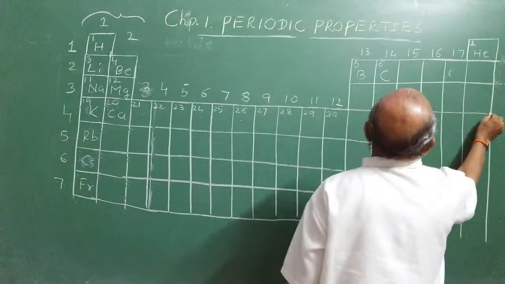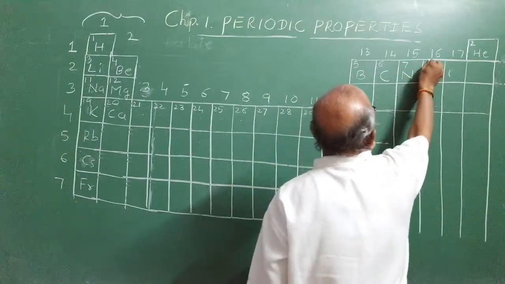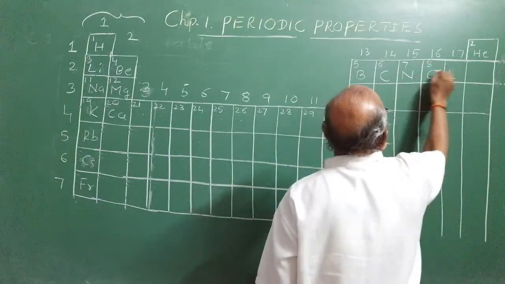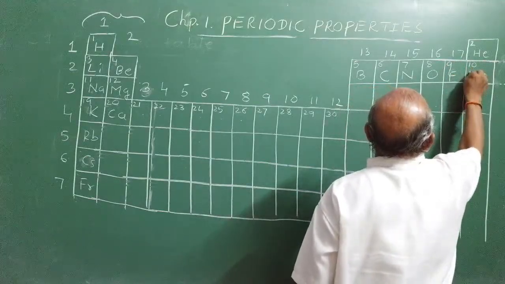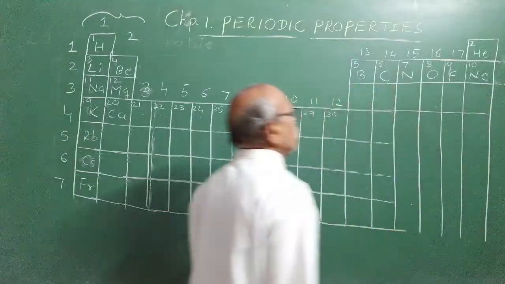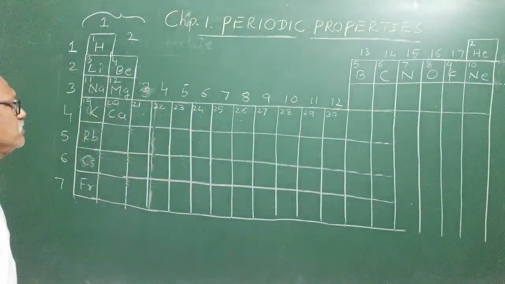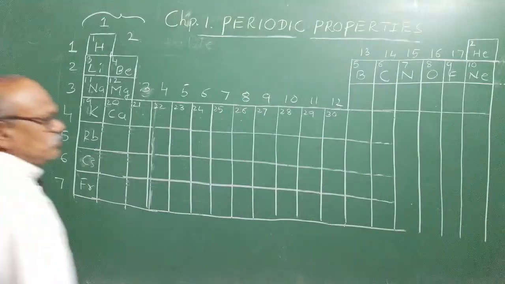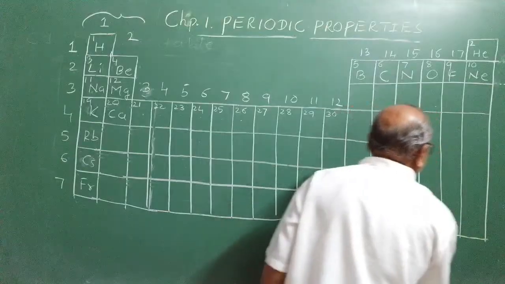Continue. Atomic number 7 is nitrogen. Atomic number 8 is oxygen. Atomic number 9 is fluorine. 10 is neon. Now observe how the blanks are filled. This is the modern periodic table. I want you to understand the structure of the modern periodic table today.